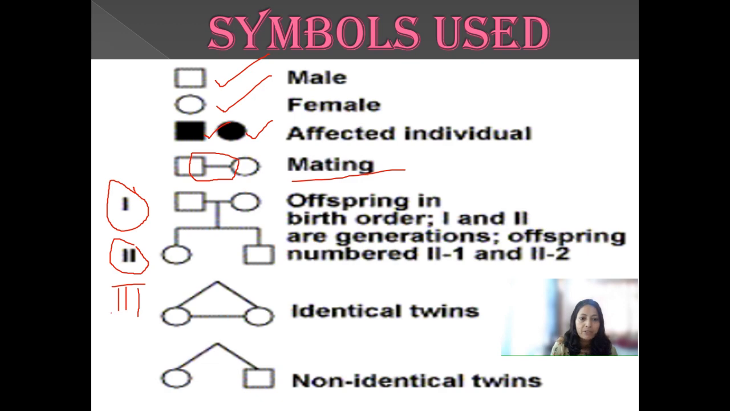The next symbol after that is the symbol for identical twins. Now this is how we represent identical twins. And below you see the symbol for non-identical twins. So this is how we show the non-identical twins. Identical twins are made from a single zygote only, so they are monozygotic, and the non-identical twins are from two different zygotes, so they are dizygotic.